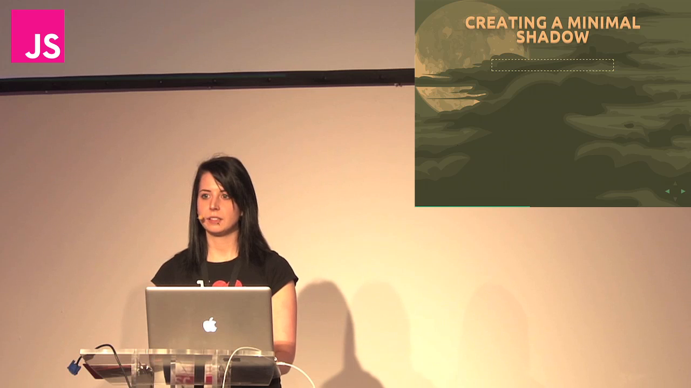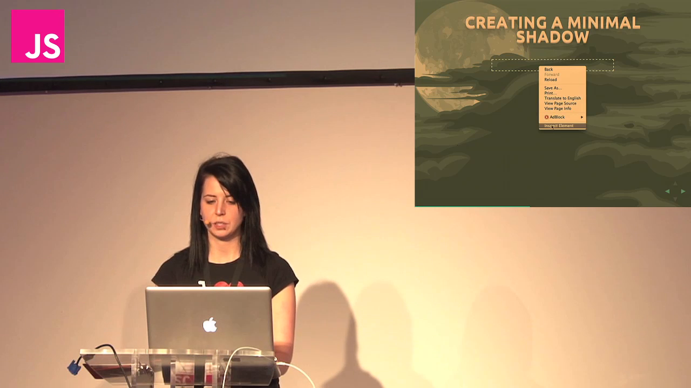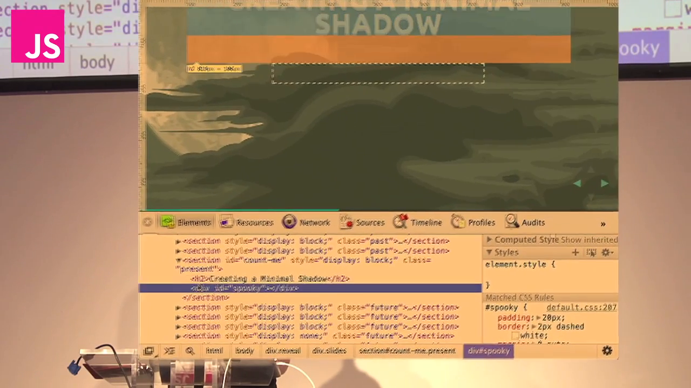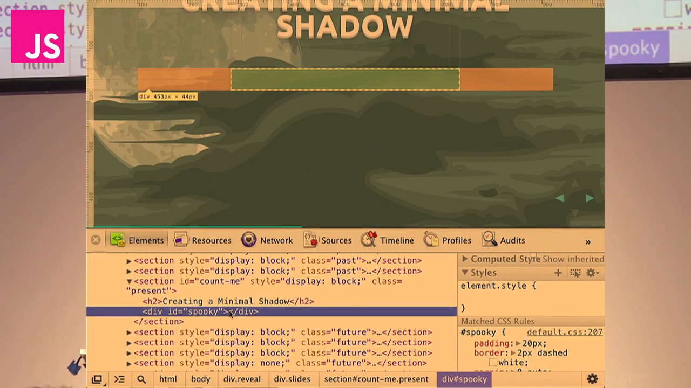So let's create a minimal shadow. I have this div here. I've just put a border on it so you guys can see it. But if we go into my markup here, we can see that it's just a div with the ID of spooky. Right now it doesn't have any children, it's just an empty div.